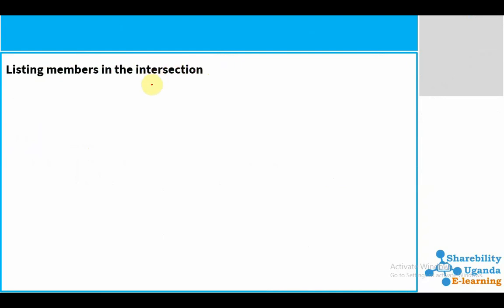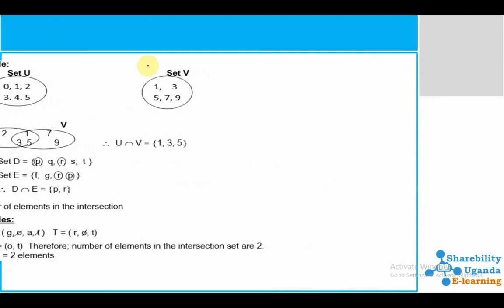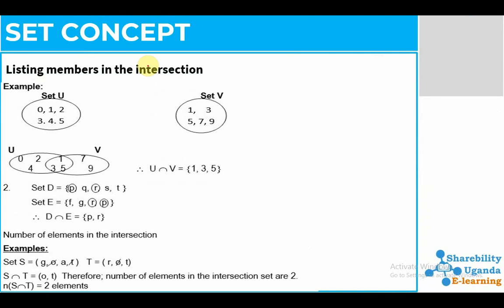We shall also be learning about listing the members in the intersection. That means here we are going to look at, if you are given members, how do you list them in the intersection part. Here we have been given an example. We have our set U and we have our set V. In these sets they have listed the members.